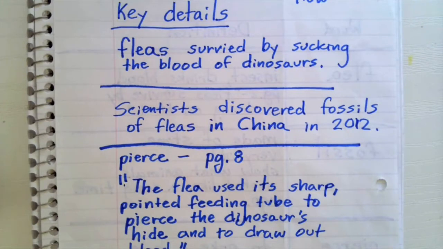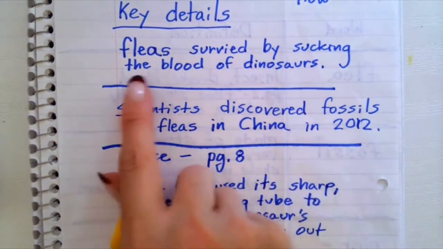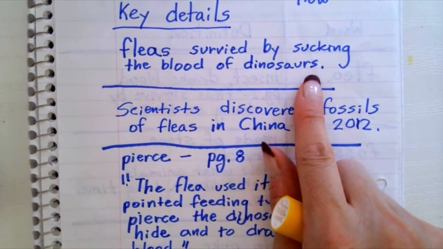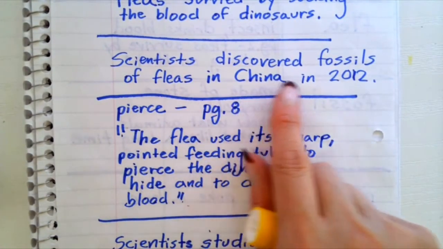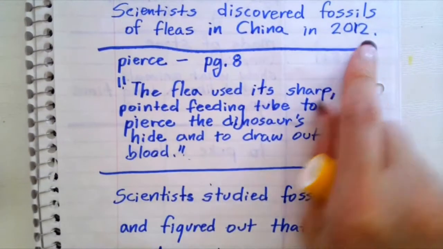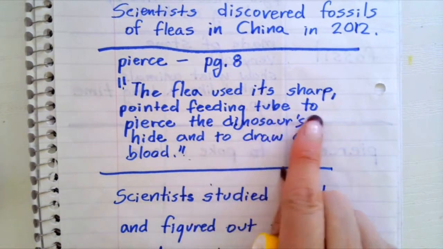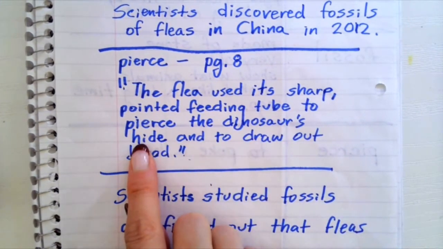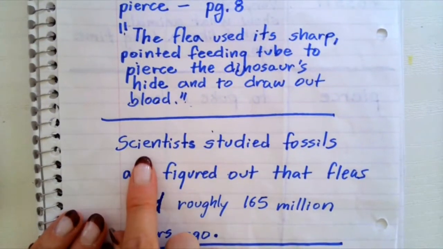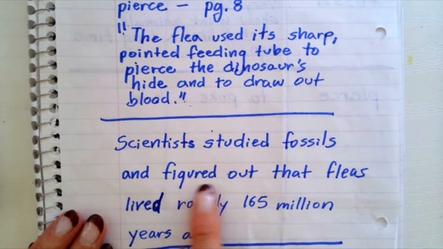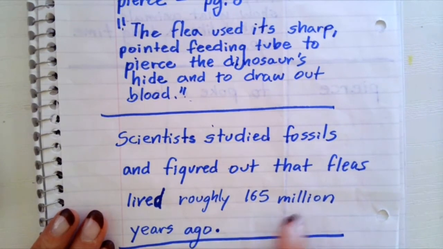Let's review the key details we gathered last time. Fleas survived by sucking the blood of dinosaurs. Scientists discovered fossils of fleas in China in 2012. The flea used its sharp, pointed feeding tube to pierce the dinosaur's hide and to draw out blood. Scientists studied fossils and figured out that fleas lived roughly 165 million years ago.